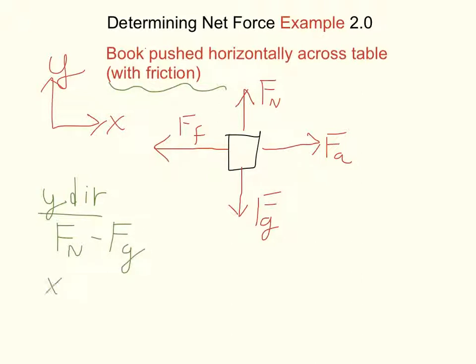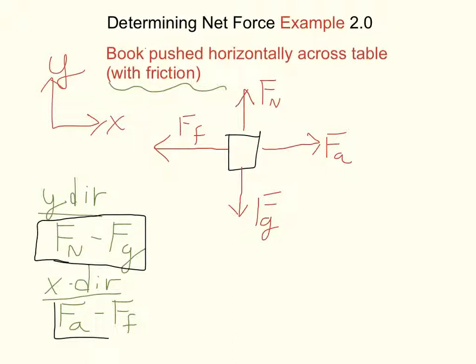For the x direction, I have an applied force that is pointing in the positive x direction and a frictional force that is pointing in the negative x direction. And since it's pointing in the negative x direction, I would subtract that force of friction from my applied force. So here are two expressions representing the net force in the y and in the x direction.